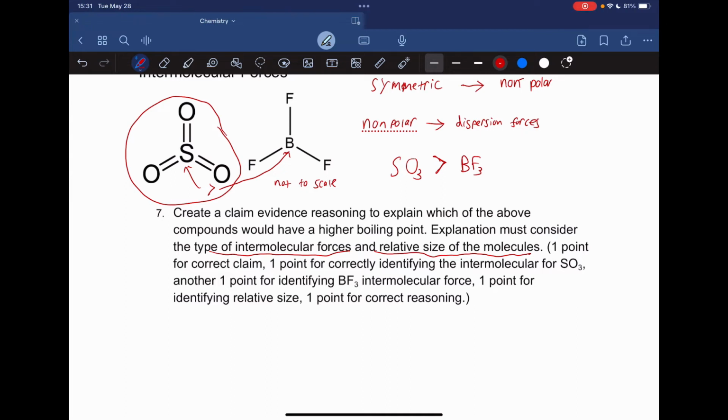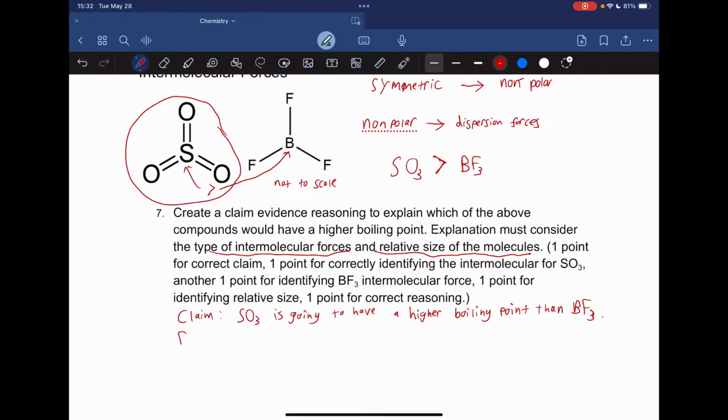So when creating a claim and its reasoning, the claim is going to be that sulfur trioxide is going to have a larger, or actually we're talking about boiling point, so it's not larger intermolecular force, but higher boiling point than boron trifluoride.